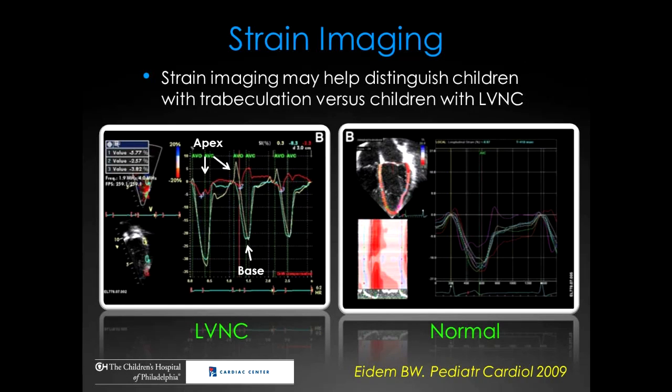Here's a very elegant paper done by Ben Idem, which looked at strain imaging of patients with LV noncompaction compared to normal. What you see is that you really can identify regional abnormal myocardium. Here you see on the left the patient with LV noncompaction, and you can see that the red line, the apex, is moving significantly abnormally compared to the base. Whereas on the right side of your screen, the normal patient, the strain is very similar in all the different cardiac segments. And so strain imaging may be able to help us distinguish children with just trabeculations of their heart from other reasons like hypertrophy versus children who have true LV noncompaction.